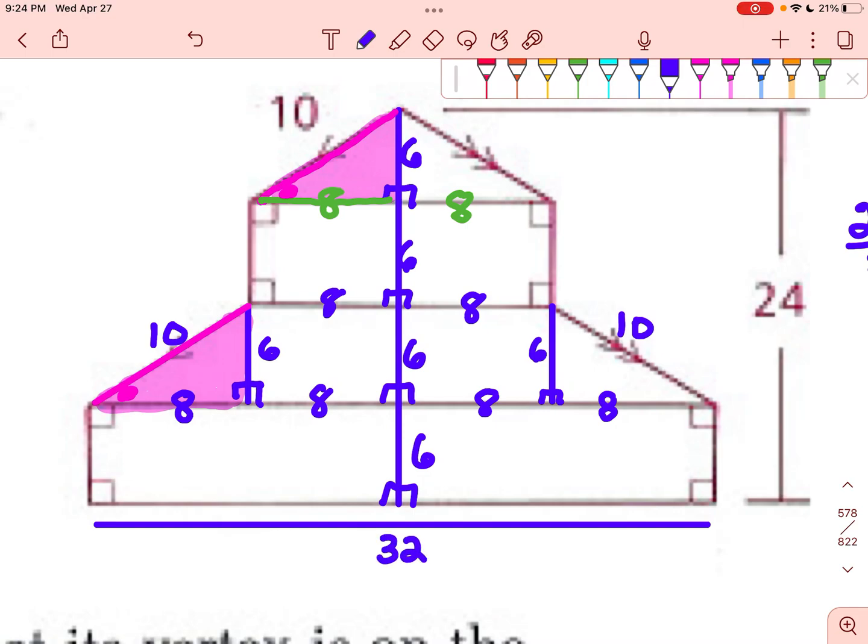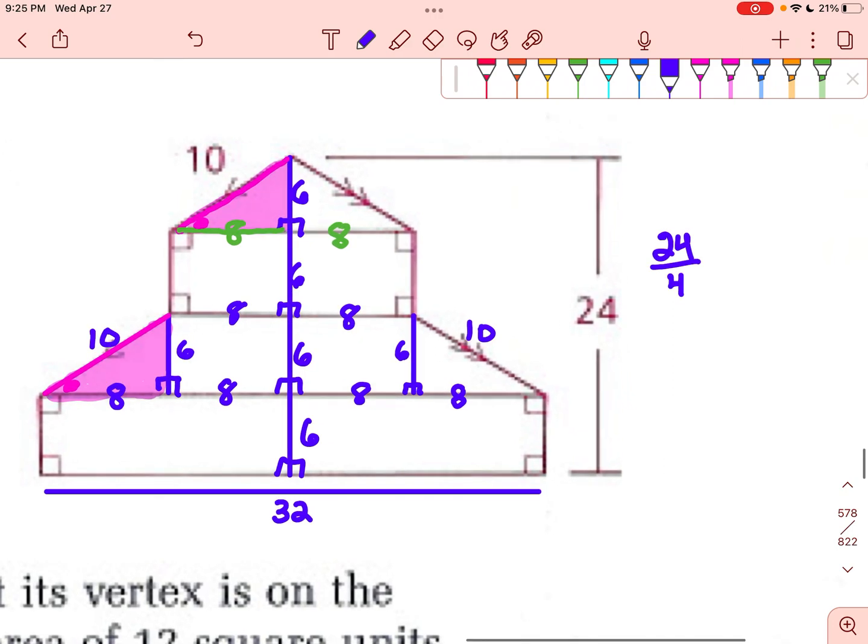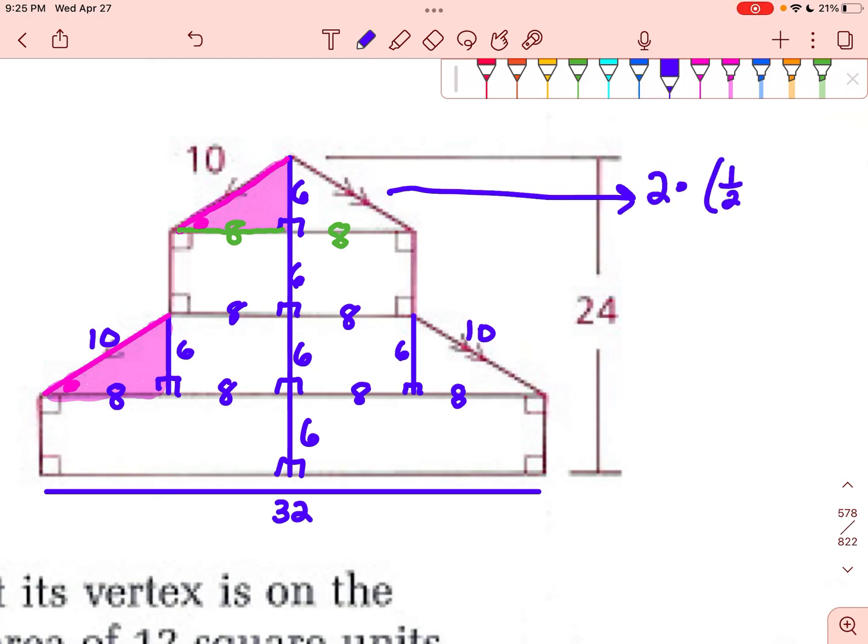Okay, so then we can start actually calculating our area. To do that, for the top triangles, we have 2 triangles, so 2 times 1/2 times the base times the height. The rectangle here is just base times height. The base is actually 16 and the height is 8.